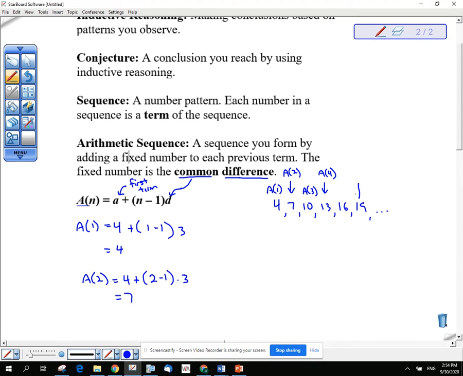Let's just prove it on here. This would be a of 6. A of 6 is 4 plus 6 minus 1, n minus 1, and you replace the n with 6, times the common difference 3. The parentheses would evaluate to 5, times 3 is 15, plus 4 would be 19.